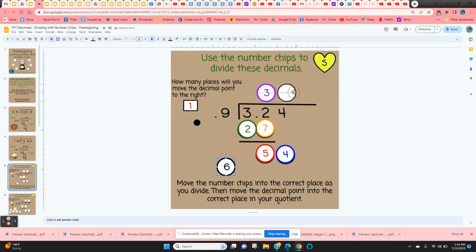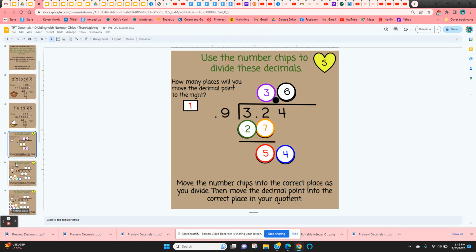So they've used all of their number chips. Now they want to place the decimal point. So if they move this decimal one place to the right, it would be between the 2 and the 4, and then it just goes straight up into the answer. So the quotient is 3 and 6/10.